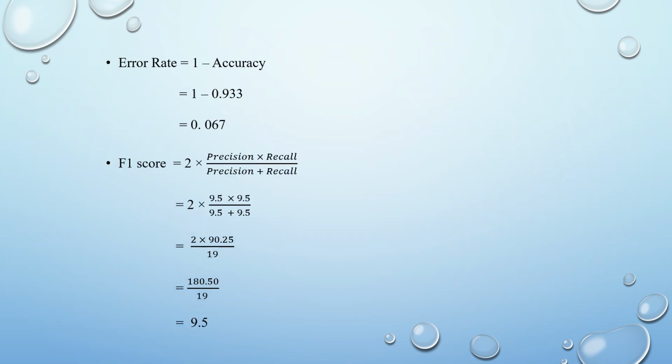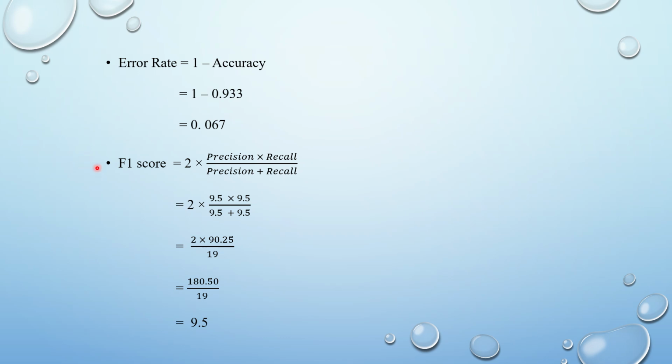Next is error rate. Error rate is equal to 1 minus accuracy, and we already calculated accuracy, which is 0.933. So error rate is equal to 1 minus 0.933, which is equal to 0.067. So error rate is 0.067.